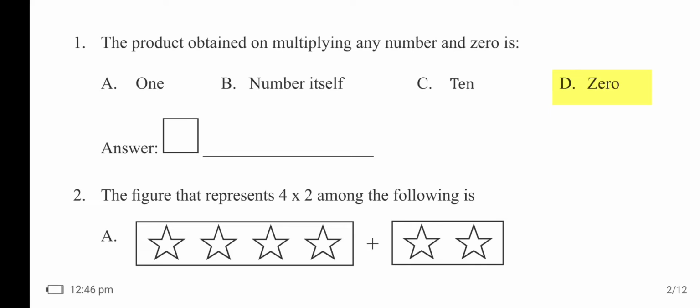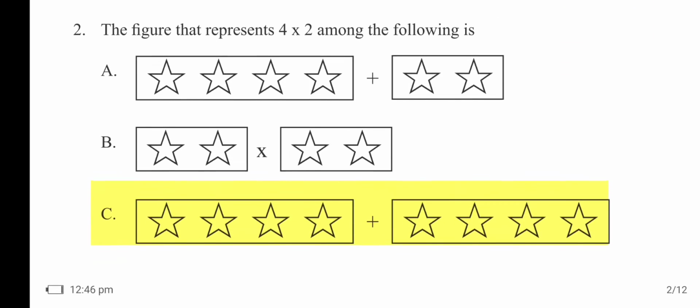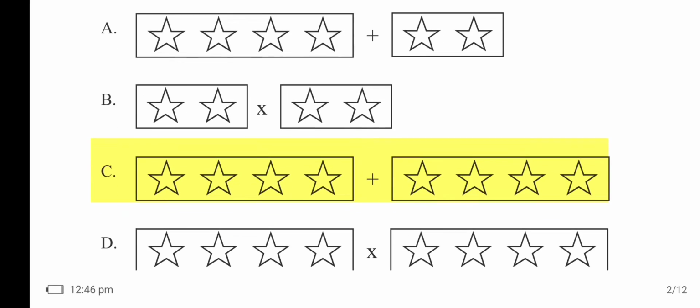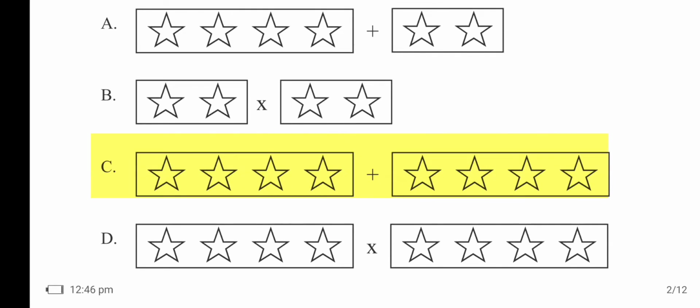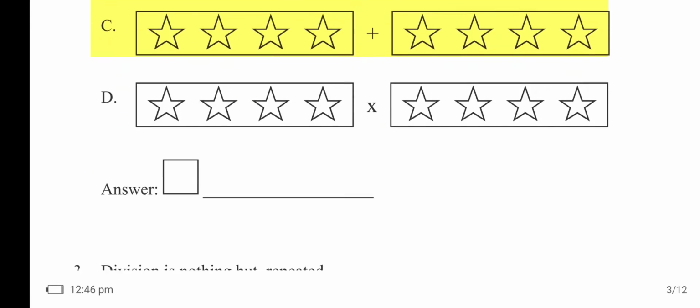Okay, don't shade like me. I'm just doing it, but you have to see that in the box you have to write the alphabet and then you have to write the answer. Okay, don't forget it. So second question, the figure that represents 4 into 2 among the following is. The right option is option C. So 4 stars plus 4 stars, so 4 into 2.